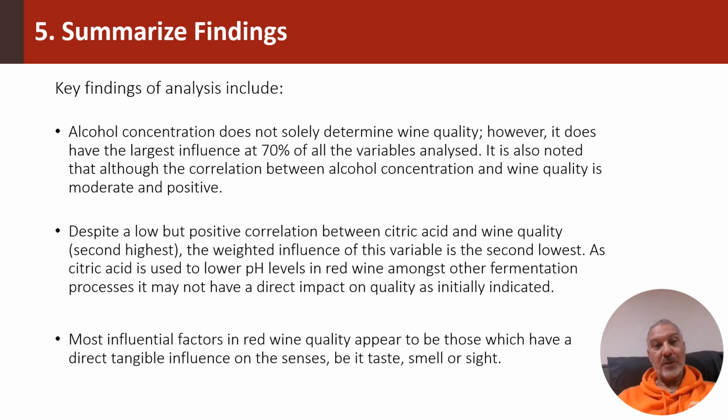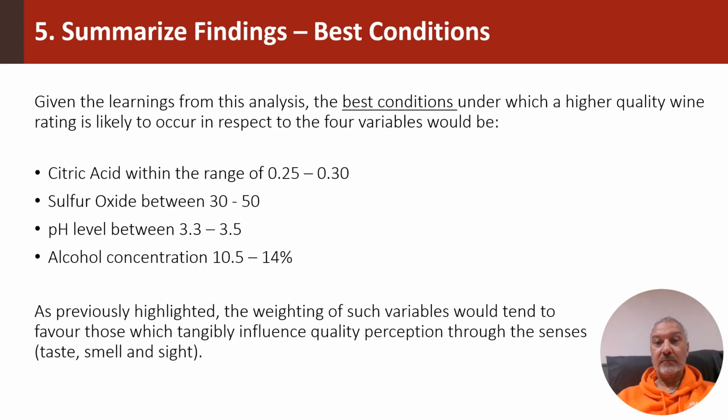Key findings focus on the importance of alcohol in terms of wine quality, and that variables that have a tangible influence on the senses have a more positive impact on wine quality. The best conditions to produce a high quality rating wine would likely include citric acid within a tight range of 0.25 to 0.3, sulfur dioxide between 30 to 50, but more importantly, pH level between 3.3 and 3.5 and alcohol concentration slightly above the mean to the high end of the scale.